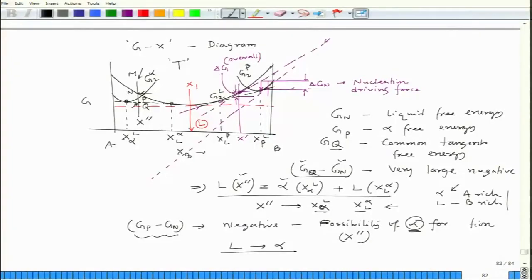This is taking place at a particular temperature T. At that temperature, the equilibrium concentration of alpha is this one, but if we form alpha through this reaction, I am getting much higher concentration of B in the alpha. So, this particular situation we call it as supersaturated alpha phase.